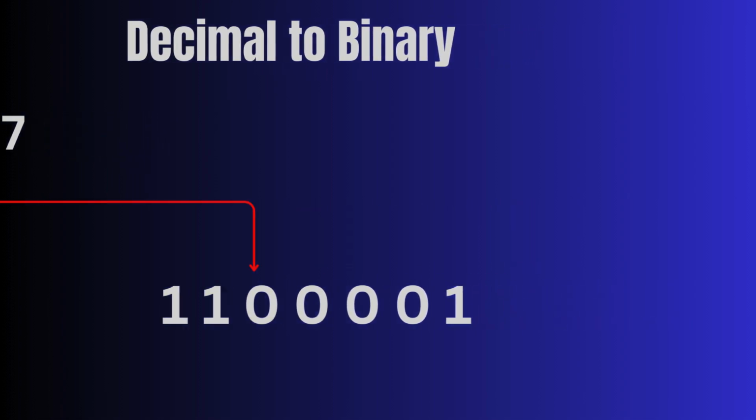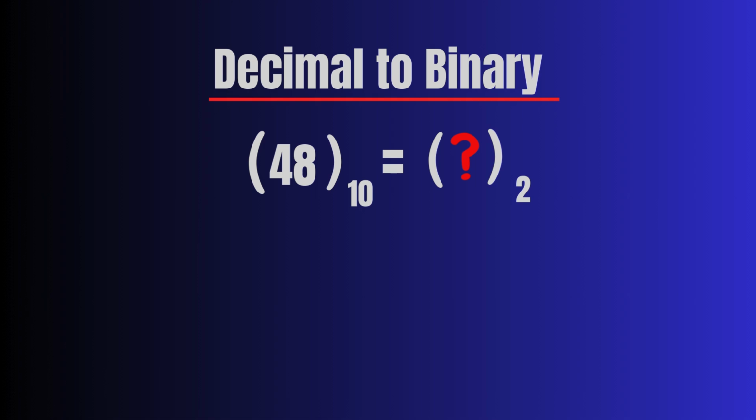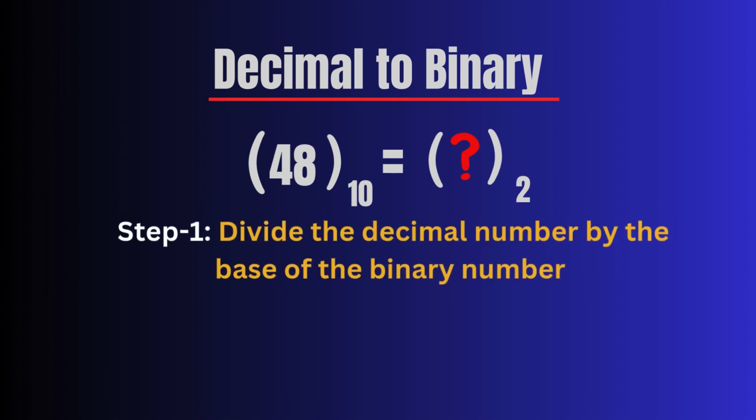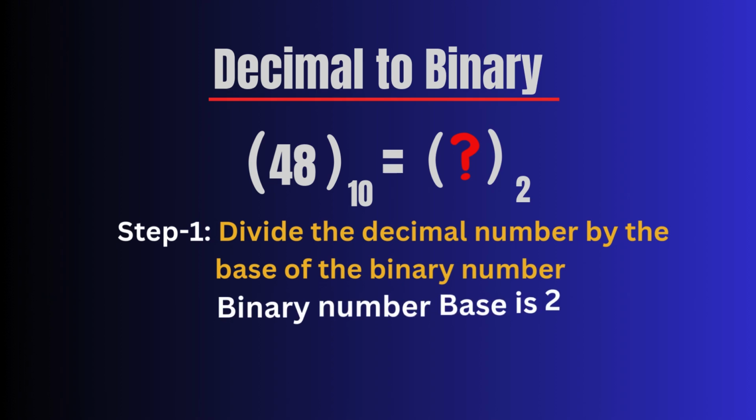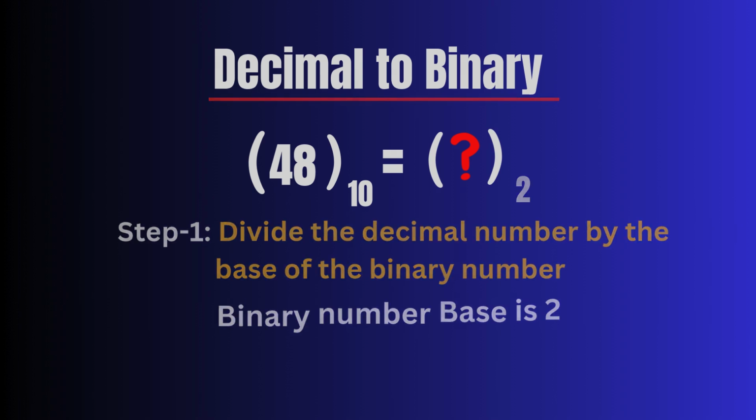If you convert a decimal number to a binary number, we need to know the process. Divide the decimal number by the base of the binary number. Binary number base is 2. Let's move on to the practical part.